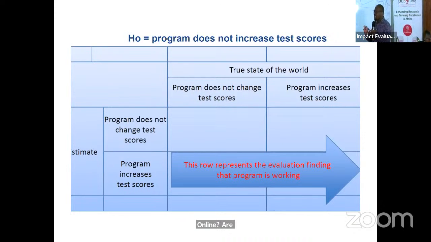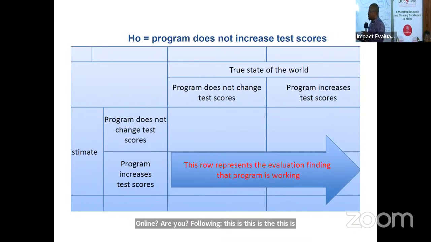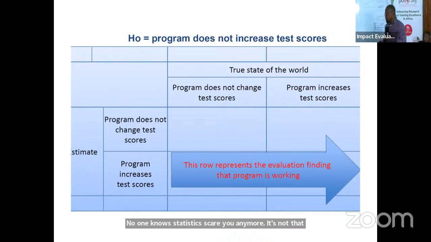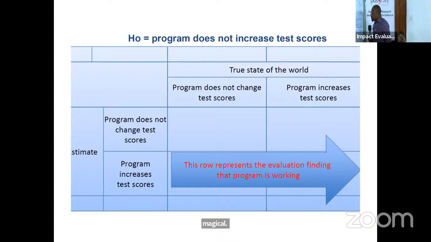This is how I'm going to demystify hypothesis testing. From today, no statistician should scare you anymore. It's not that magical. If you used to hear false negative, false positive, and you're like, what?